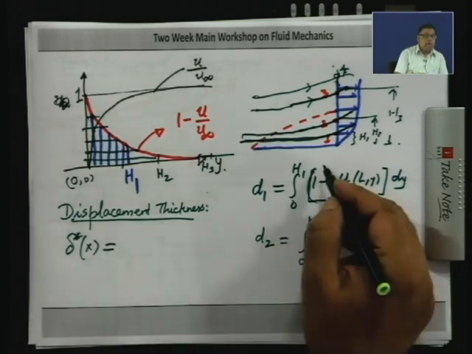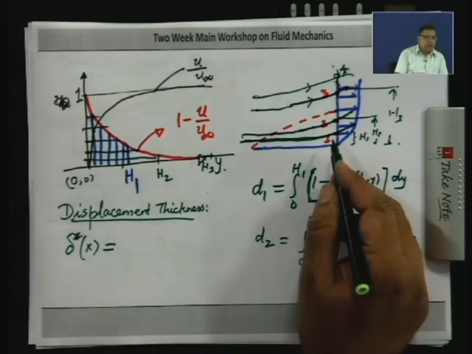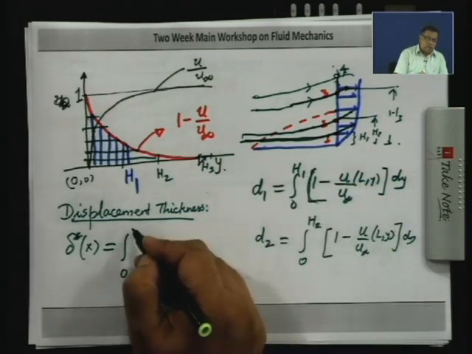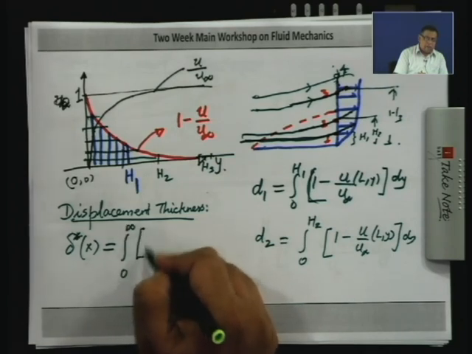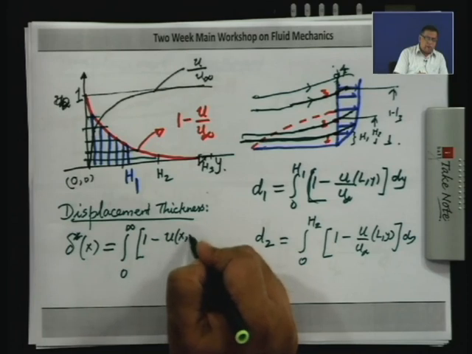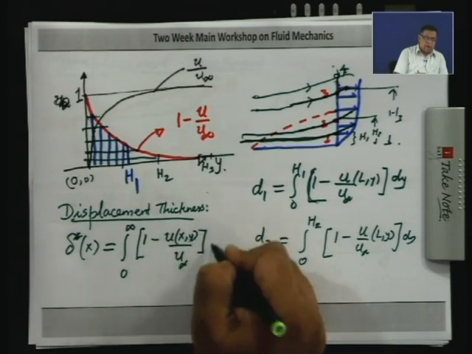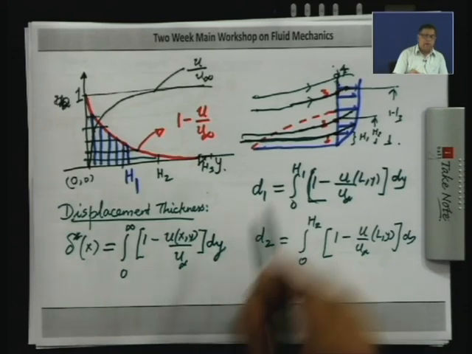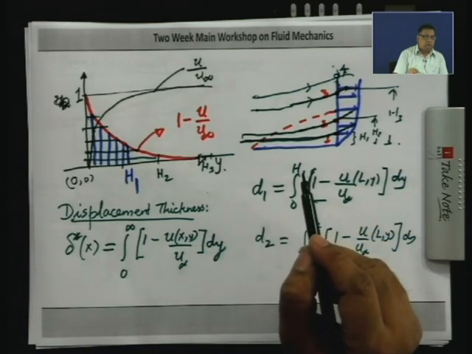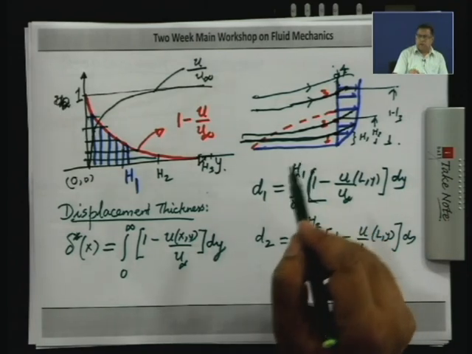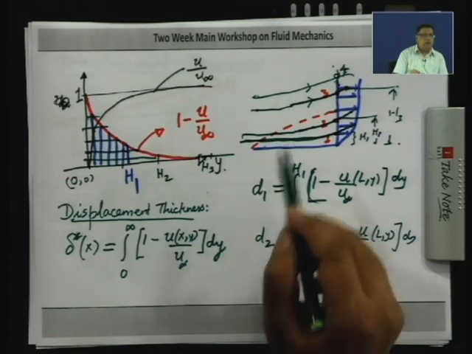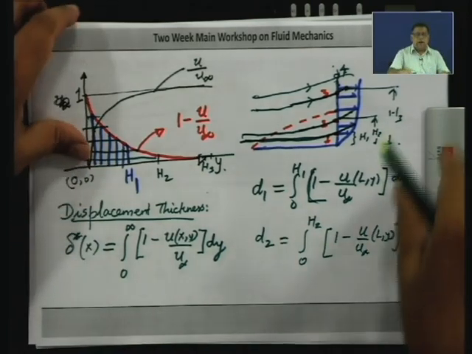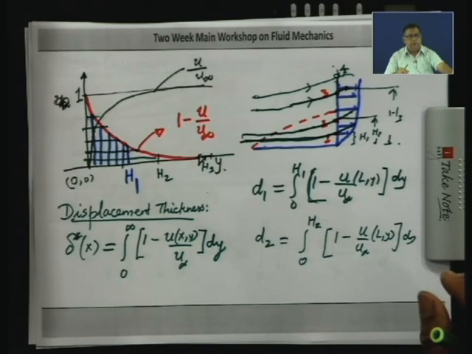In general, here what I have done is I have looked at delta star at x equal to L, but you can do a similar analysis at any x. You can call it integral 0 to infinity of 1 minus u of x, y by u infinity dy. So, this gives you a measure of the amount by which the streamlines which are outside the boundary layer are displaced. Okay. And now, you can see why I chose this particular control volume over the other two, because this helped in introducing the concept of displacement thickness. Now, let us go back and complete the problem of finding the drag on the plate.